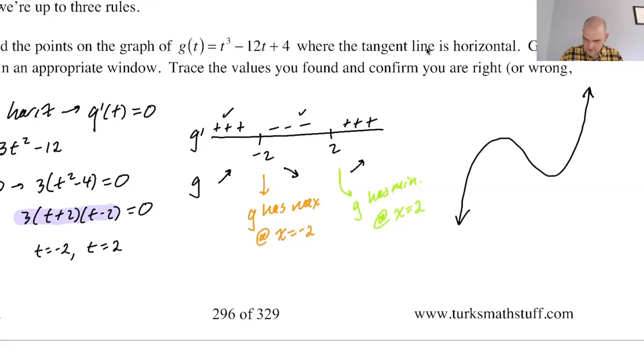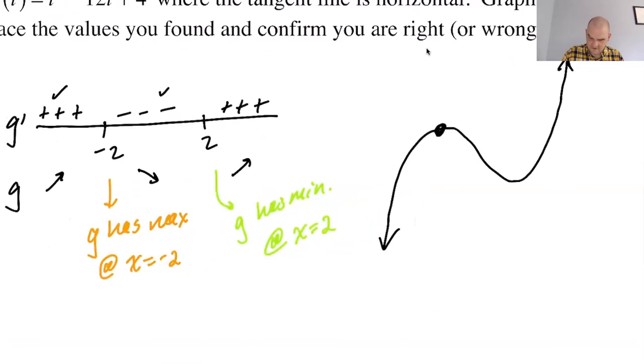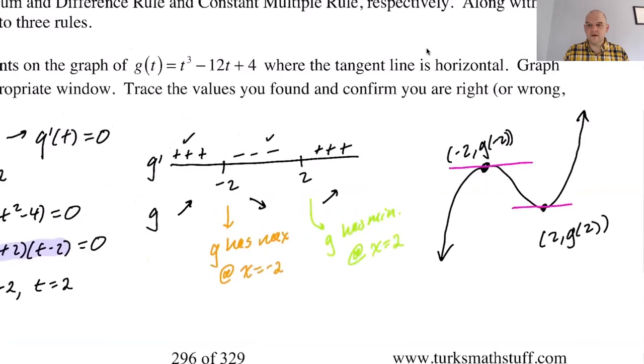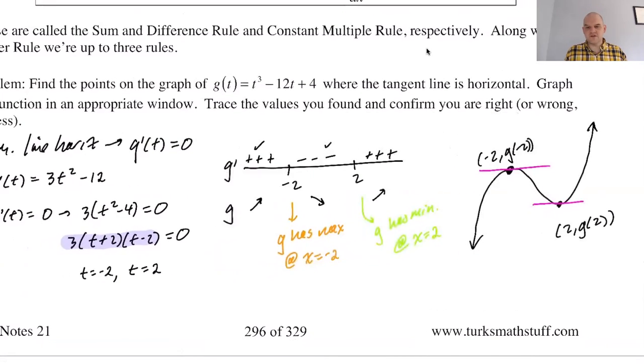I think this is what our function will look like. This is going to be at -2, g of -2. And this is going to be at 2, g of 2. If you wanted to, you could put in horizontal tangent lines there, just to see what it looks like. Now, to wrap up the video, I'm going to switch over to the calculator and graph this thing and see what happens.